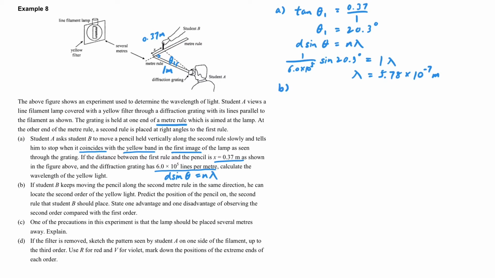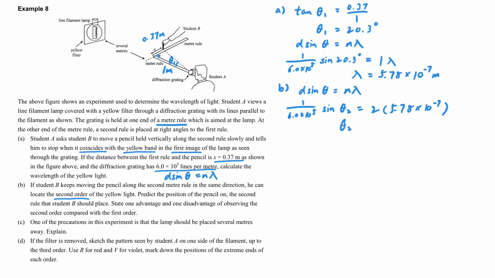And then for part B, if the student keep moving the pencil along the meter rule, and now it's trying to locate the second order of the yellow light. So to predict the position, once again, we have to use the d sine theta equal to n lambda to find the angle first.